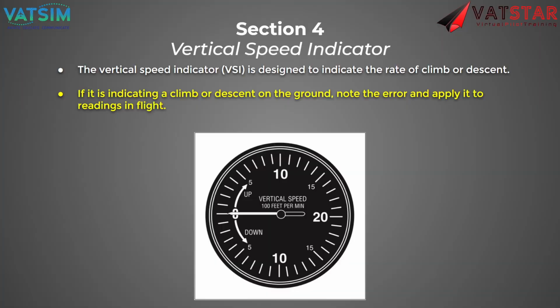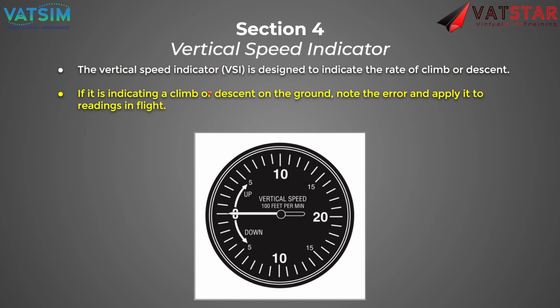Right. All right. So, vertical speed indicator. The vertical speed indicator is designed to indicate your rate of climb or descent, and it's usually at the bottom right of the six-pack of instruments, right next to your directional gyro.